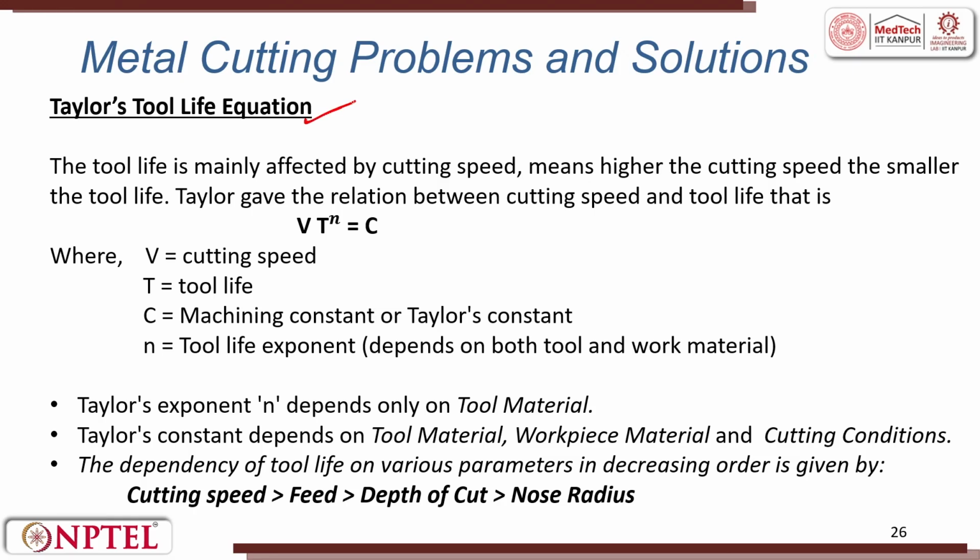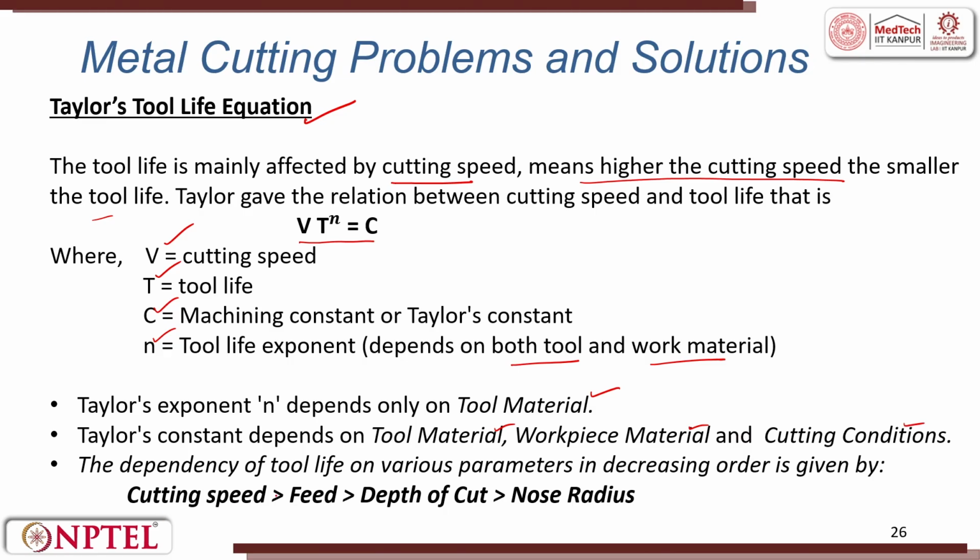Now I will come to the simple problem statements in the tool life. Taylor's tool life equation. To recall Taylor's tool life equation, tool life is mainly affected by cutting speed, means higher the cutting speed, the smaller the tool life. Taylor gave the relation between the cutting speed and tool life, that is V T power n is equal to C, where V is cutting speed, T is tool life, C is machining constant, or it is also called Taylor's constant, n is tool life exponent that depends upon the tool type and work material. Taylor's exponent n depends only on tool material majorly. Taylor's constant depends on tool material, workpiece material, cutting conditions, etc.